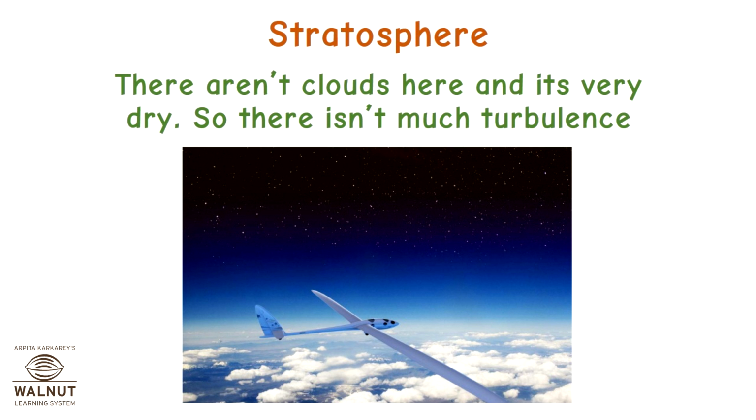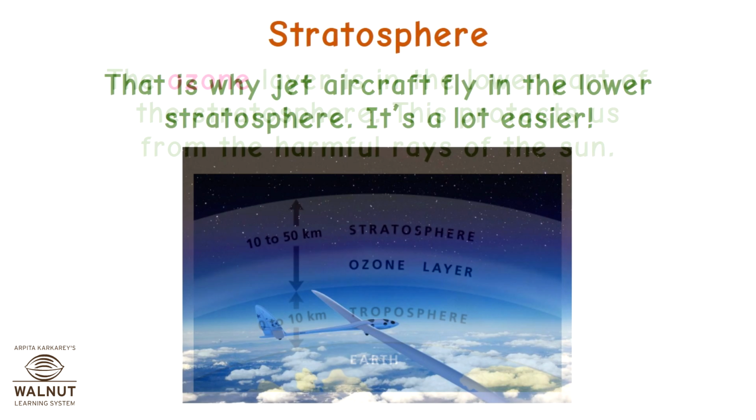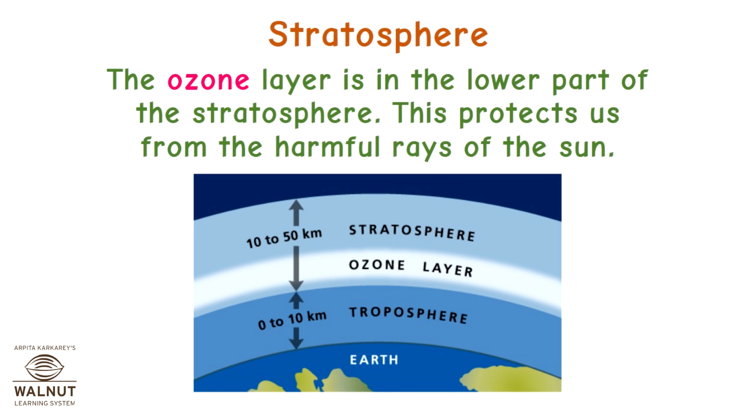There aren't clouds here and it's very dry, so there isn't much turbulence. That is why jet aircraft fly in the lower stratosphere. It's a lot easier. The ozone layer is in the lower part of the stratosphere.